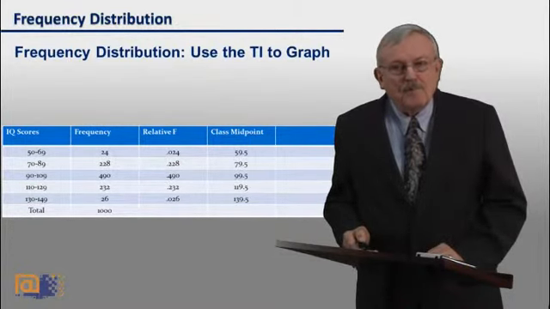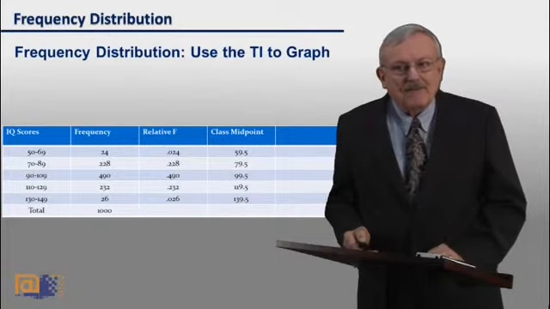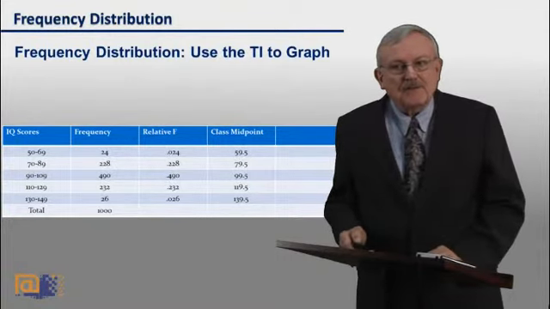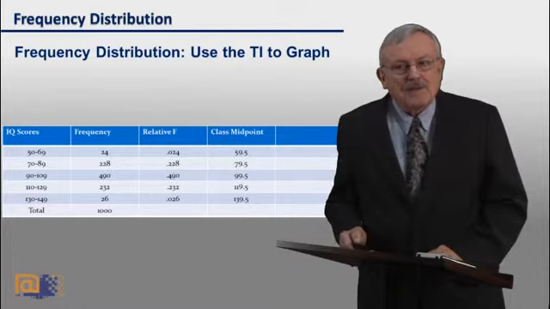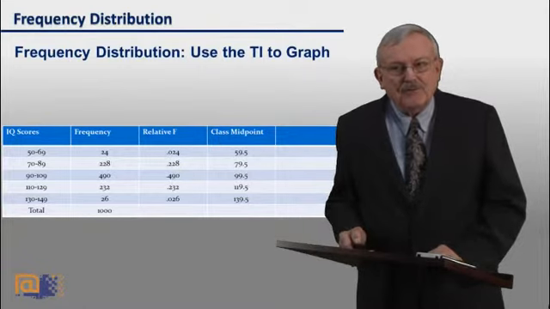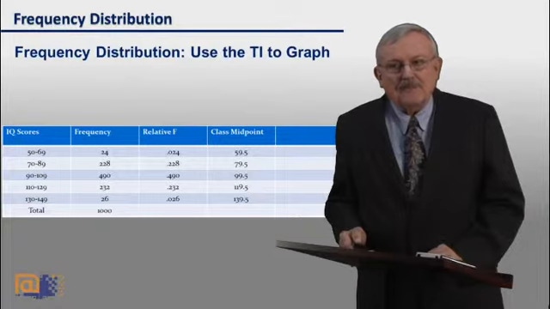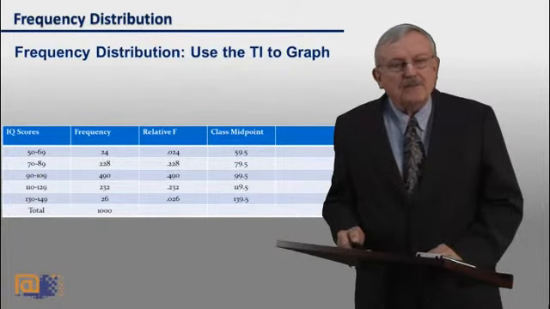The class midpoint is now identified for each class. For the class 50 to 69, our midpoint is 59.5, that's 50 plus 69 divided by 2. We do the same thing for each following class, and we get 79.5, 99.5, and so on. Each class midpoint should be 20 larger than the previous one, since our class width in this example is 20.